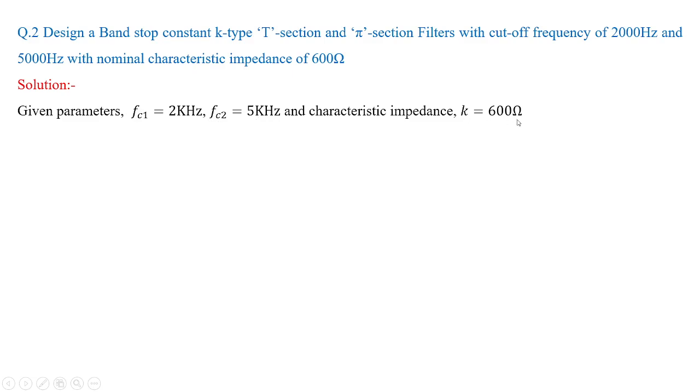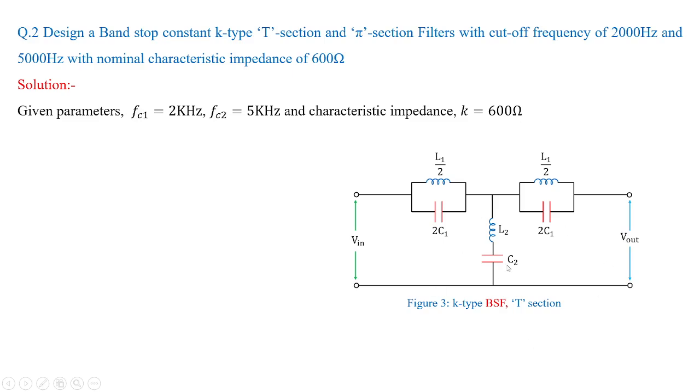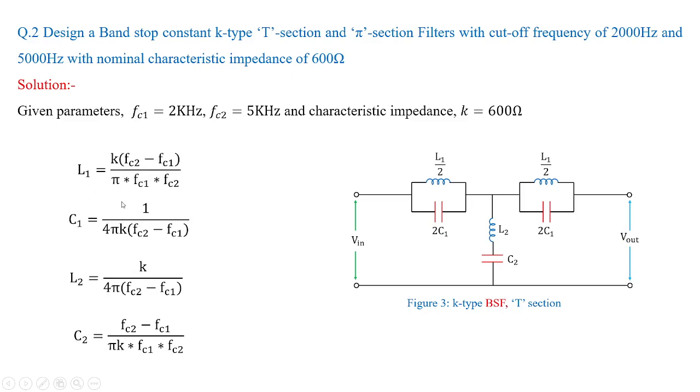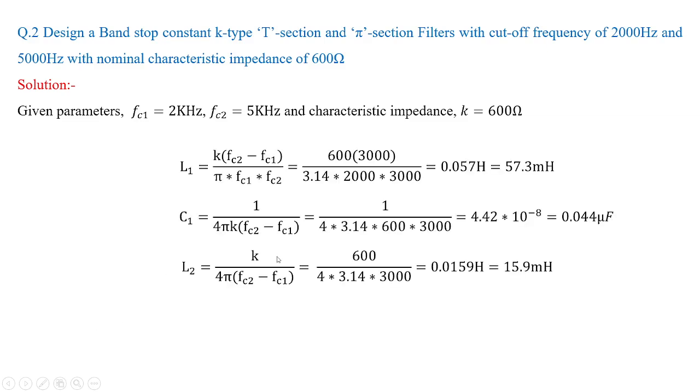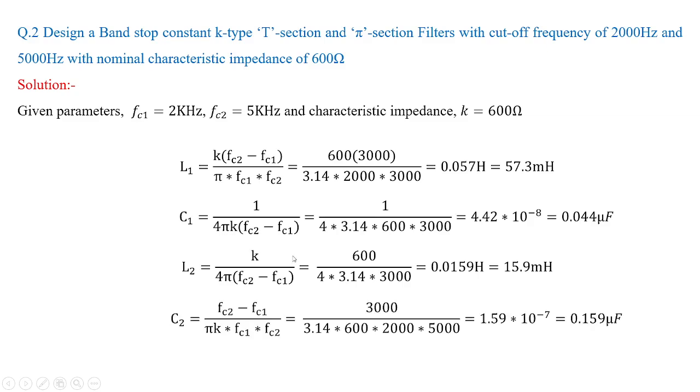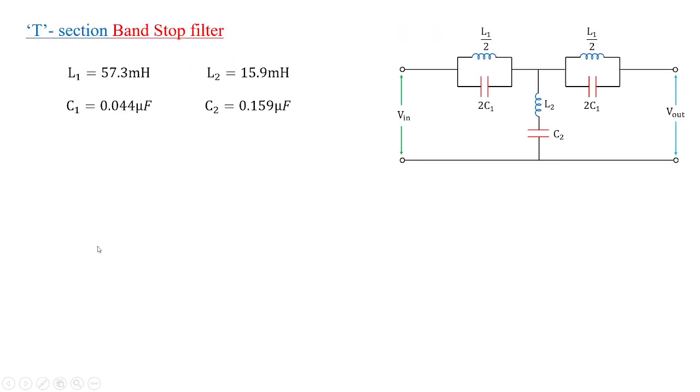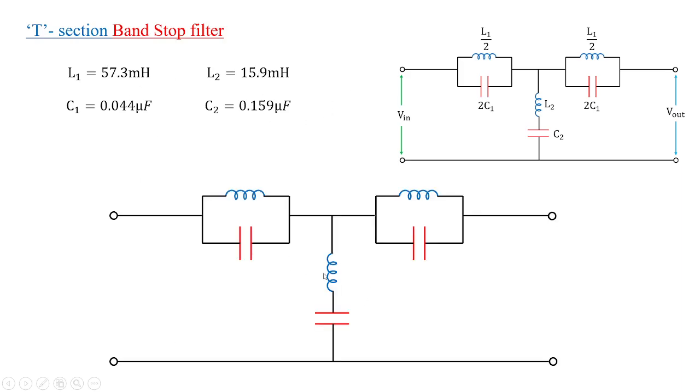With impedance K equal to 600 ohms. So we have seen already the notation of the T section. With the L1 C1 L2 C2 formulas, we are going to substitute the values, and thus after obtaining the values of L1, C1, L2, C2, which are shown over here, we are going to design the T section band stop filter with the values as shown.